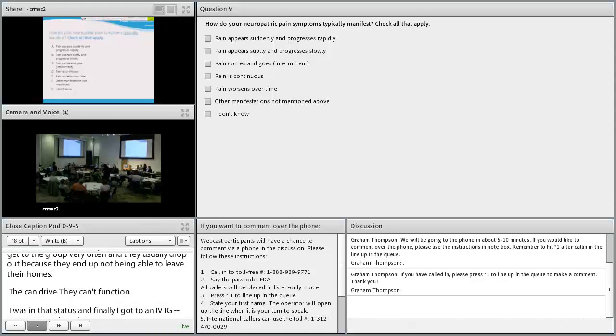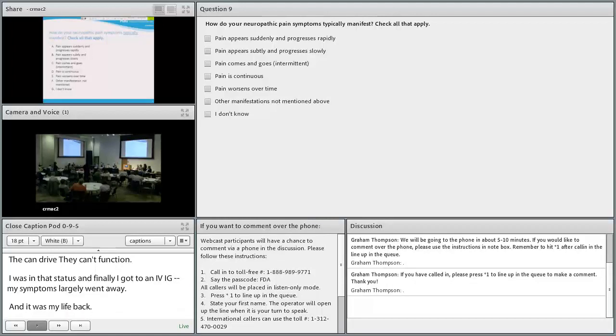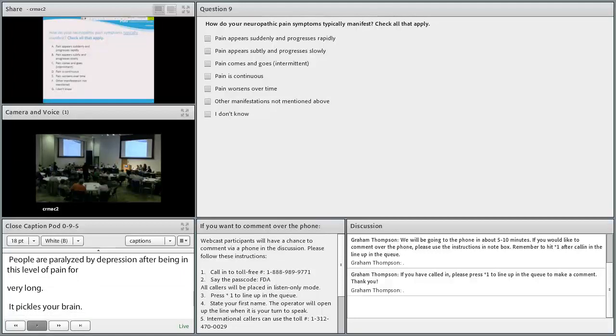People are paralyzed by depression after being in this level of pain for very long. It pickles your brain. I won't go into all the effects on my life, but it was devastating, and it was agony. And I can understand why some people commit suicide because of this. And so I'm on both sides of this issue.